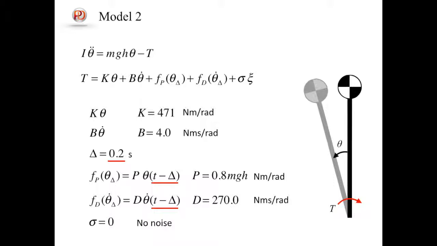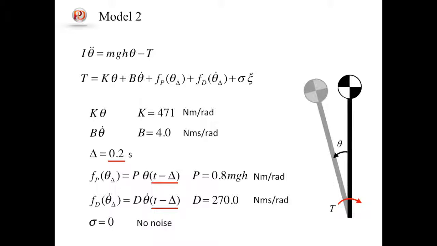Firstly, the parameter values, K and B, for the intrinsic impedance are the same as those in the Model 1. Then, we consider 0.2 second, that is 200 millisecond, time delay for the neural feedback. The time delay includes the transmission time of the sensory information from the sensory receptor to brain, and transmission time of the motor control signal from brain down to muscle, and latency of force generation.